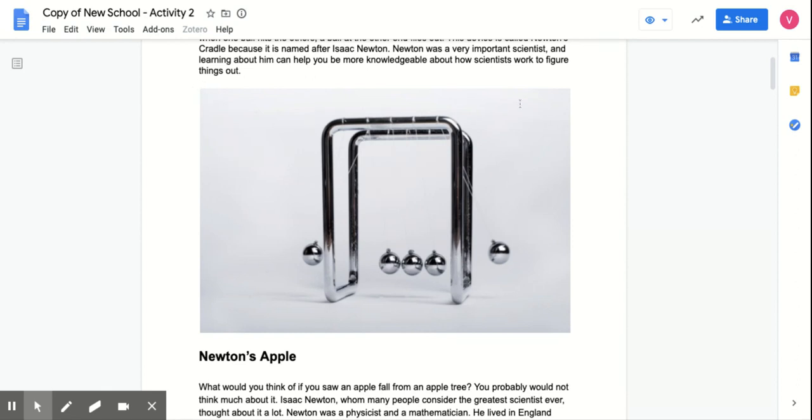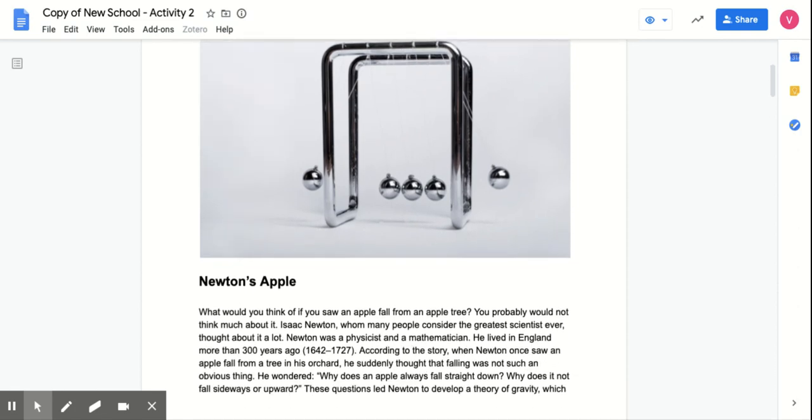So when we look at this picture, you guys, this is a Newton's cradle. You see there's a ball to the left and a ball to the right. The big thing I want us noticing with this is that however many balls are moving on one side, the same number of balls is also moving on the other side.